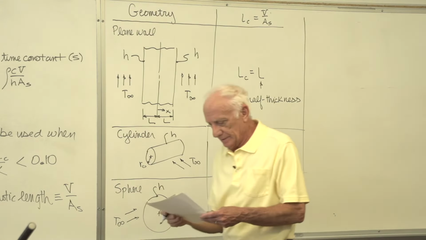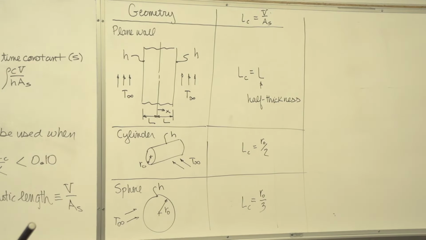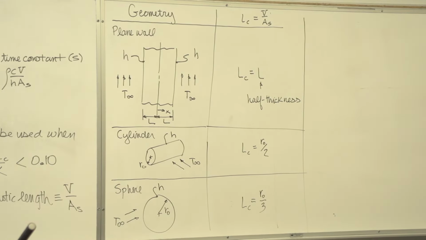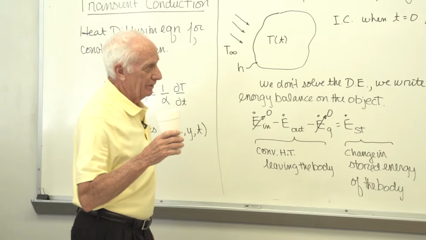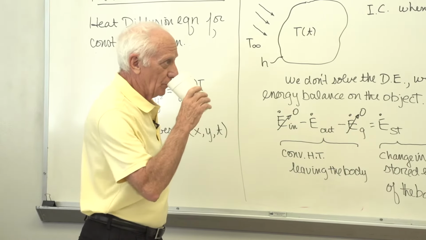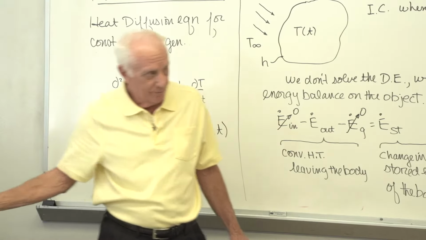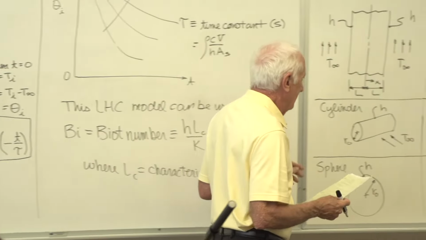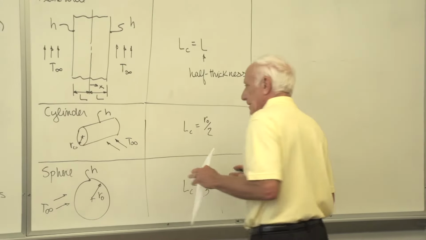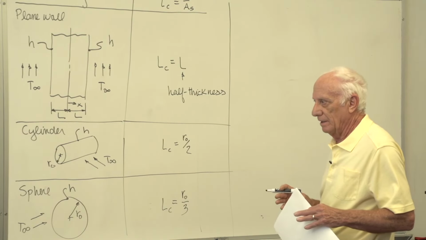So those are three common geometries that we engineers study. I'll give you some idea later on what they really could be. But for right now, plane wall, a cylinder, and a sphere. Biot number, h L_c over k. Here's L_c. I don't care what the object is, you can find L_c for it.